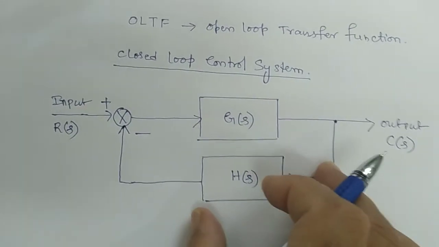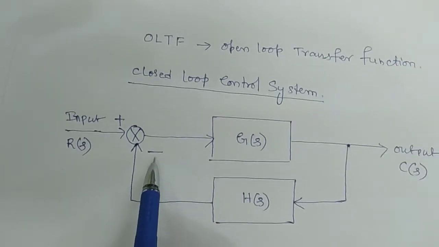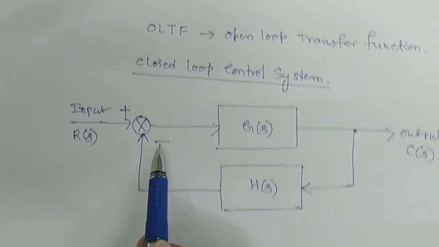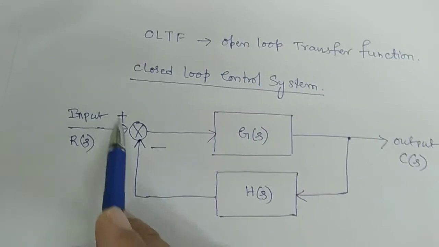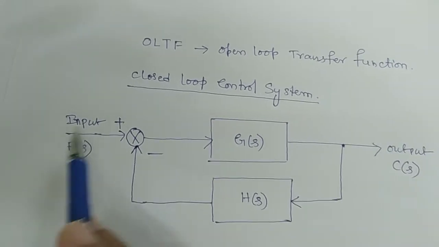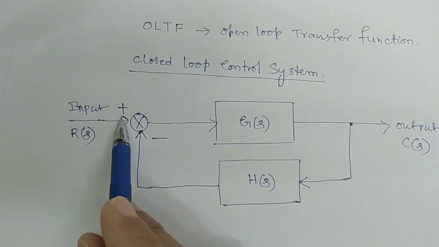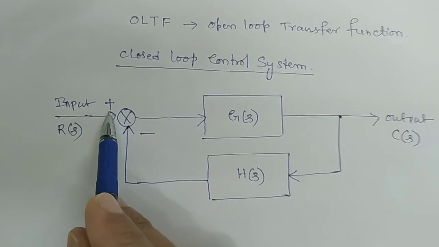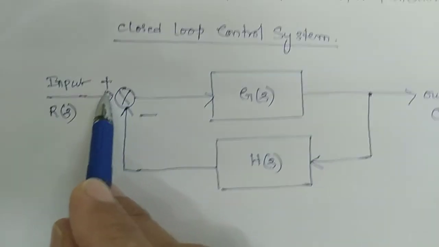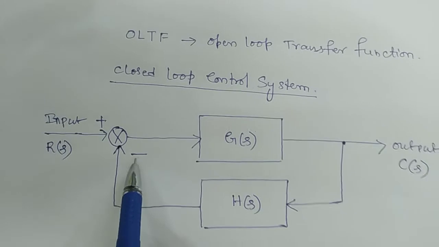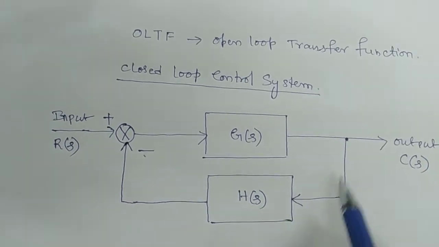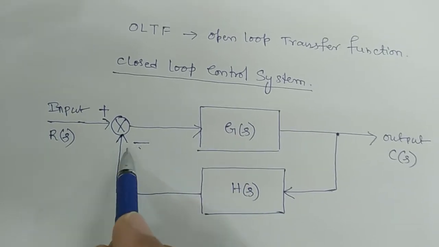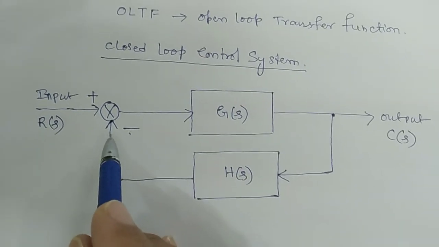By simply seeing the diagram, you can say whether it is positive feedback or negative feedback. Not required to consider this one. The input is obviously always plus. Input should never be minus, it is always positive only. So when you are feeding back the signal with the negative sign, it is negative feedback.